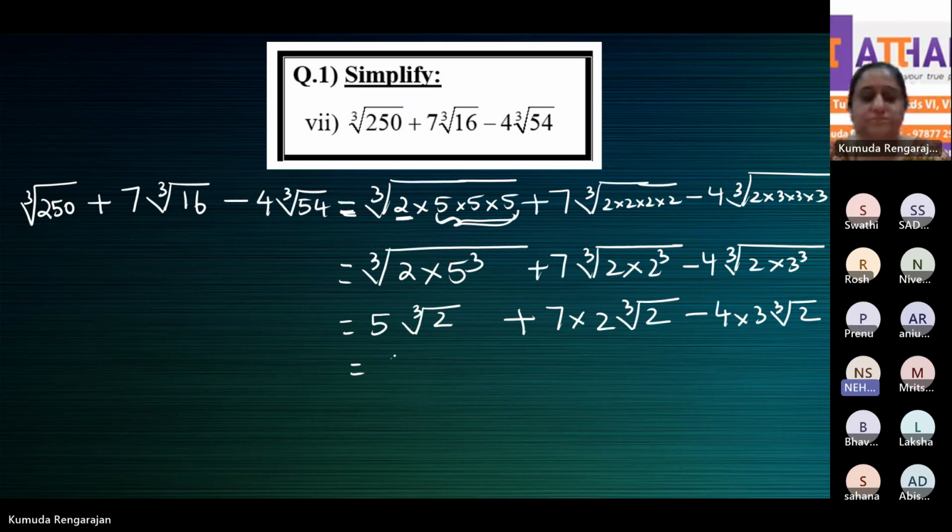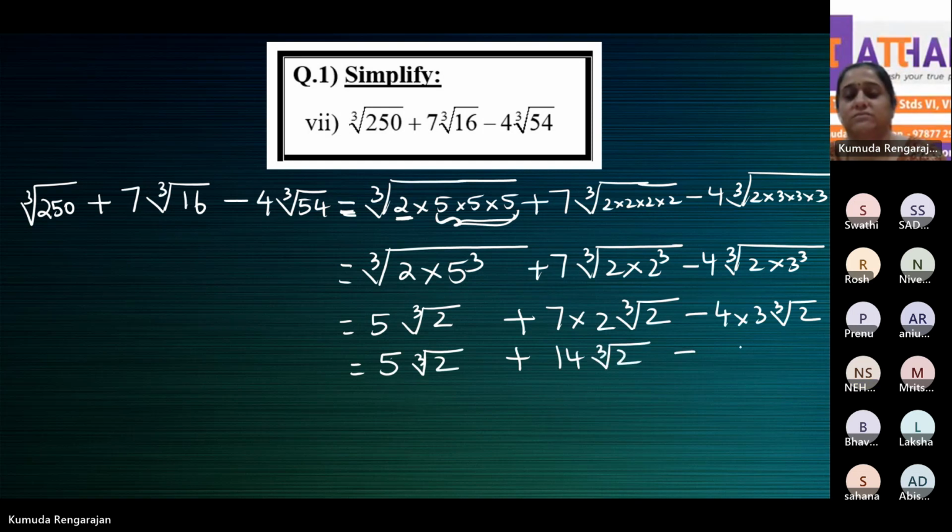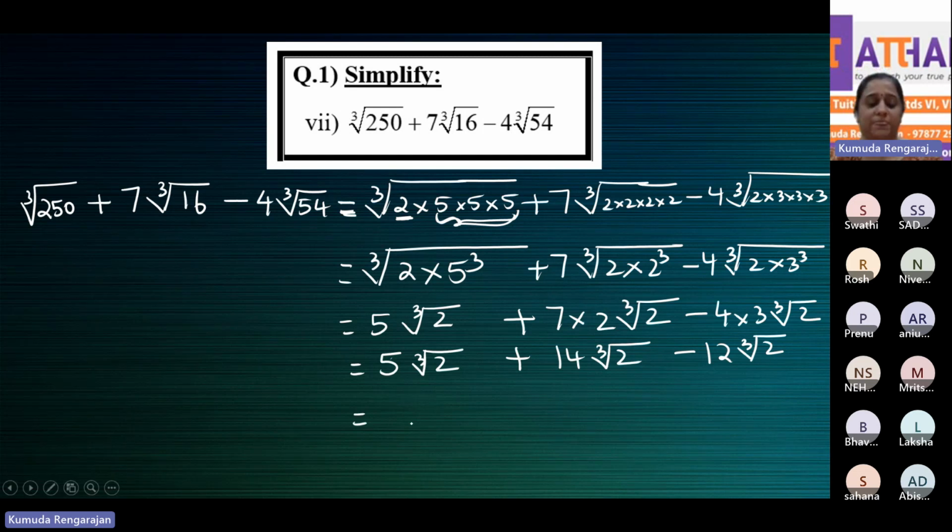Ma'am, we can write as 5 into cube root 2 plus 14 into cube root 2 minus 12 into cube root 2. Very good. Next step. Ma'am, we can write as 5 into 2 power 1 by 3. No, after this, I'll tell you.